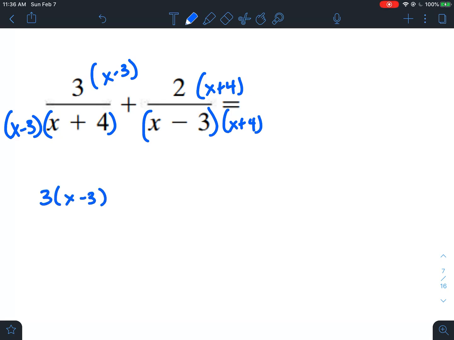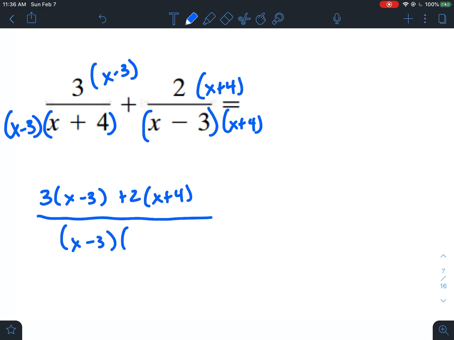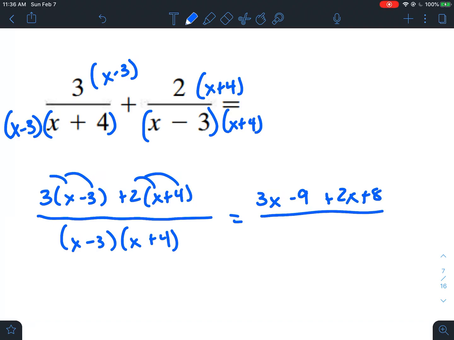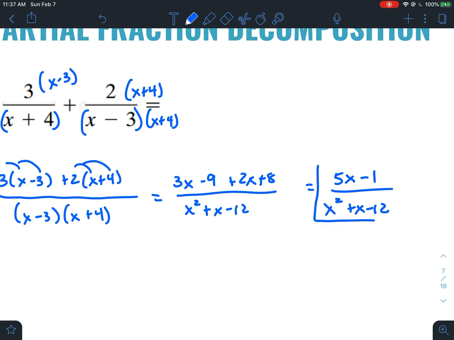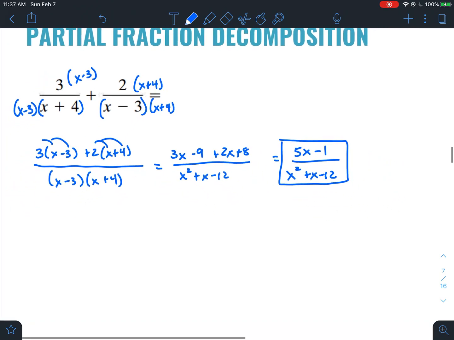So now I have 3 times x minus 3 plus 2 times x plus 4 over x minus 3 times x plus 4. If I simplify this, I get 3x minus 9 plus 2x plus 8 over, if I multiply out the denominator, x squared plus x minus 12. One more step, and I would have 5x minus 1 over x squared plus x minus 12. So that would be my rational expression. What we're going to do today is take that rational expression and break it back up into the two original fractions that created it.